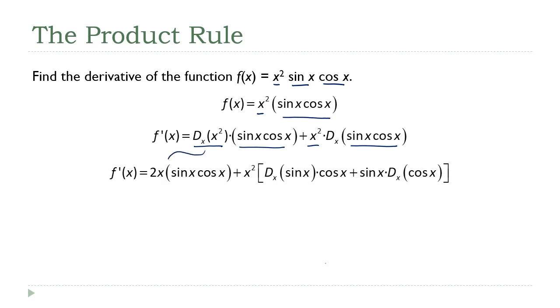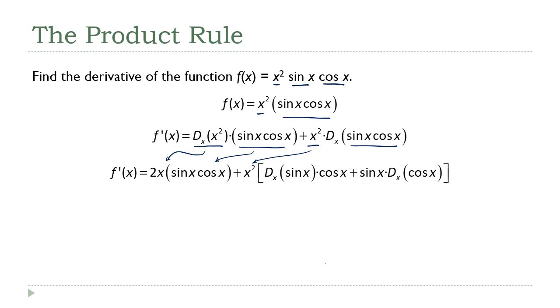So now we can actually do the derivative part. The derivative of x squared is 2x. The sine cosine part stays the same. The x squared part stays the same. And now this last bit here, the derivative of the sine times the cosine. This is, again, a product rule situation.